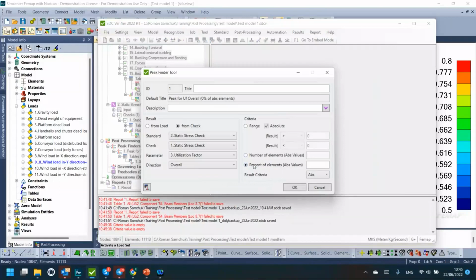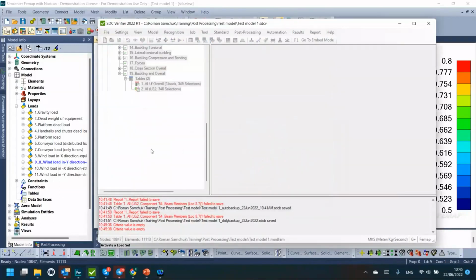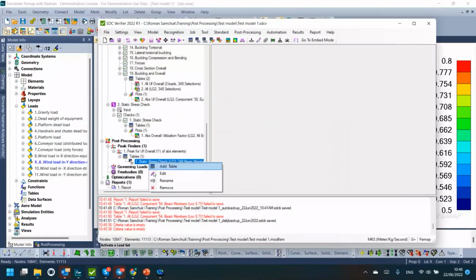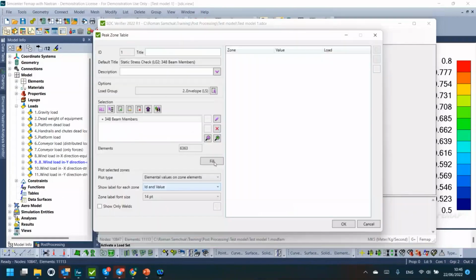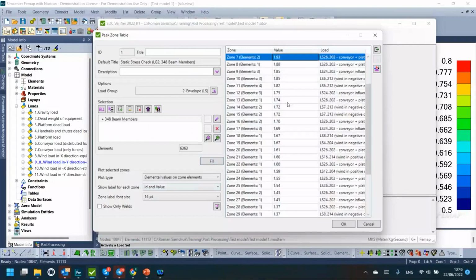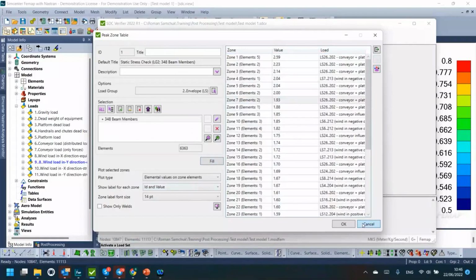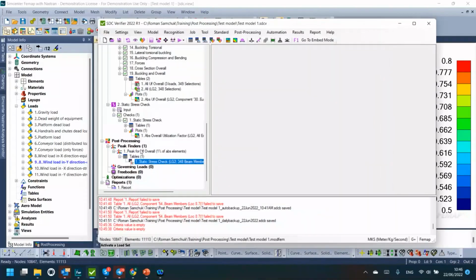You might ask, okay, how many elements are overstressed from the 1% of the total number of elements in our model? And we can do that. Basically, you set up this 1%, you fill your table, and you see the full list. Yeah, so this is up to user, up to all results you're interested in.